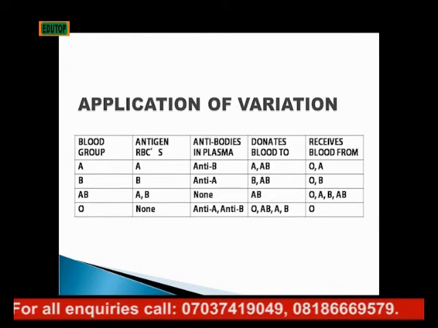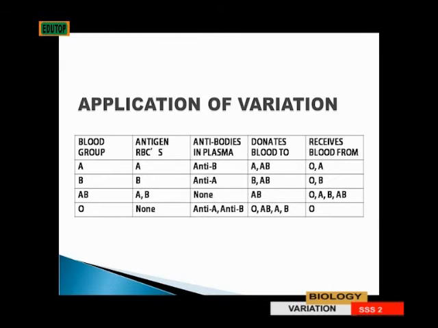So this is a table that just summarizes that. We have the blood group A, it has antigen A, it has antibodies, that's the agglutinin B. Then people with blood group A can donate their blood to other people that have blood group A and people with blood group AB. So they can only donate to two groups, their own blood group and blood group AB.